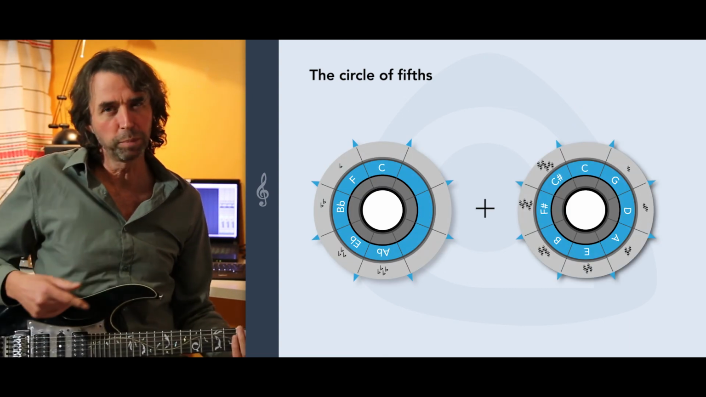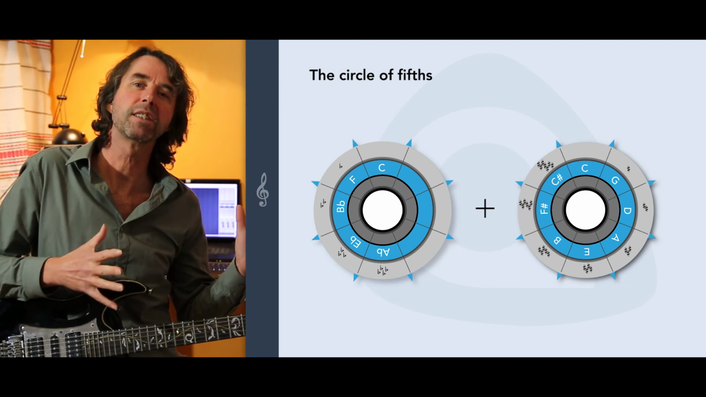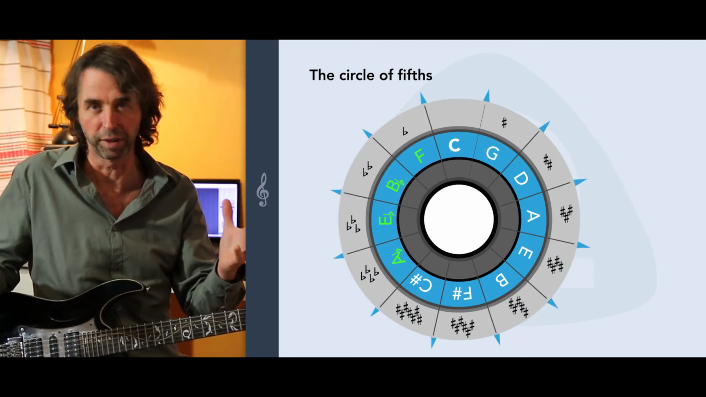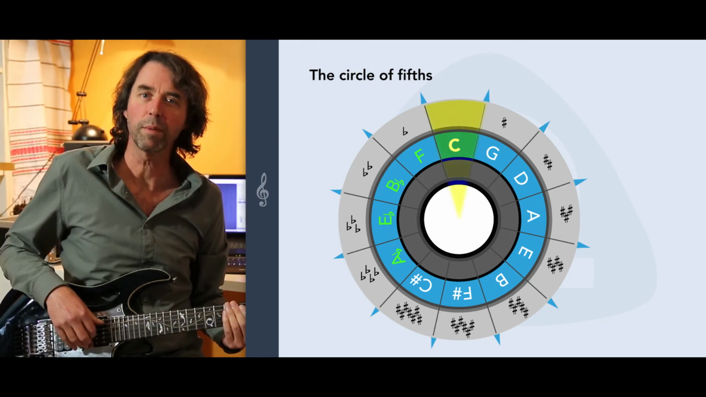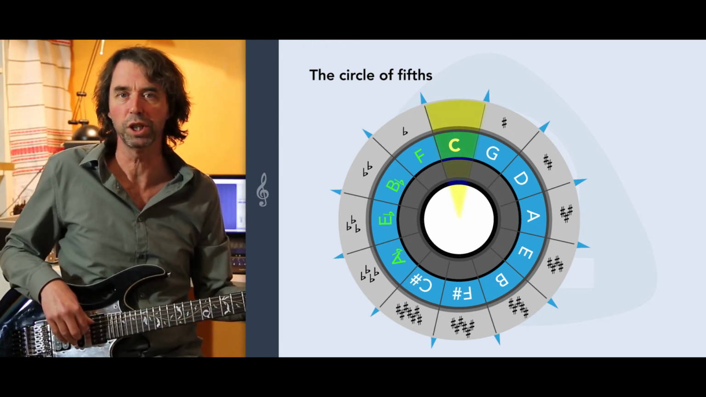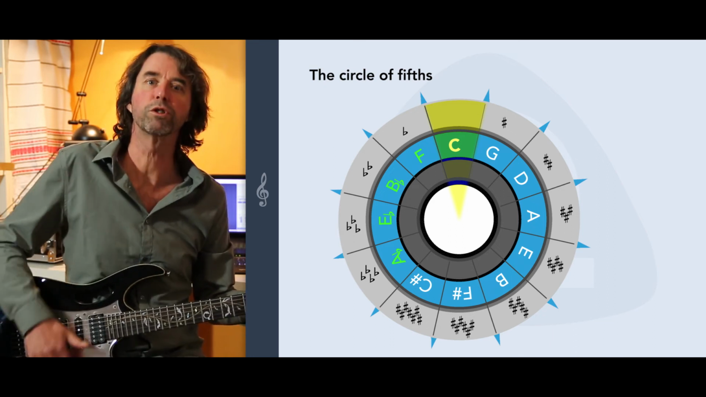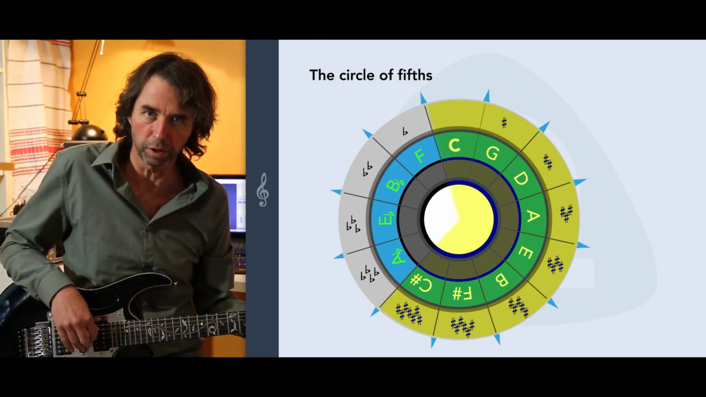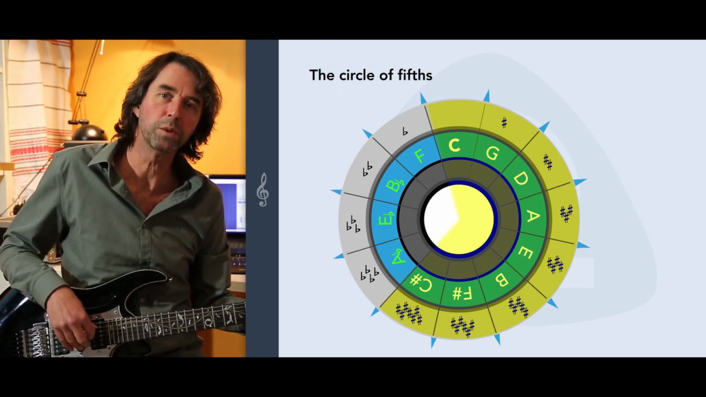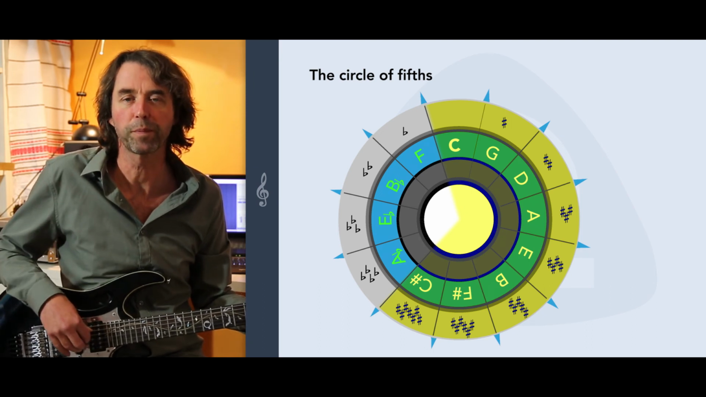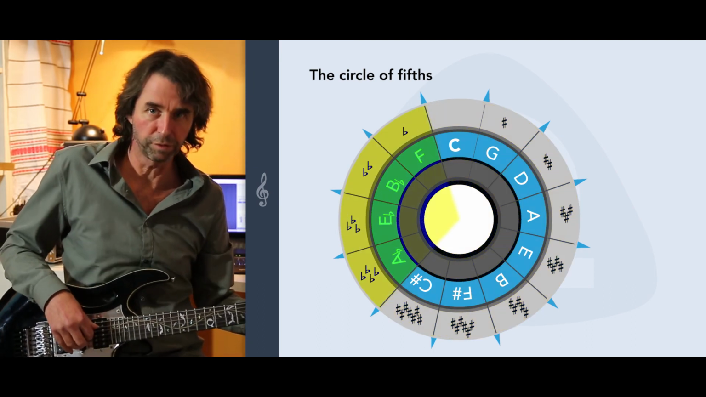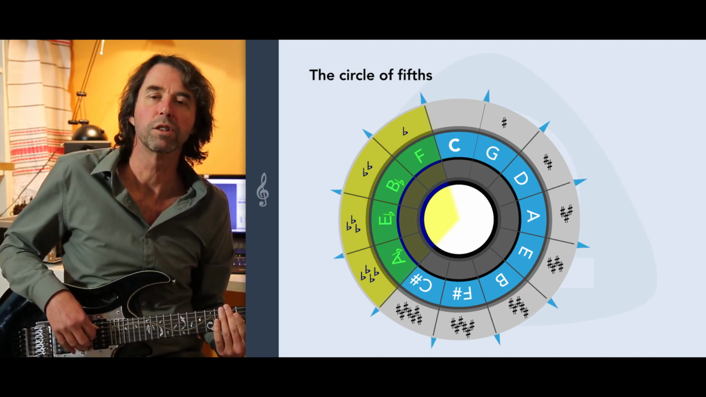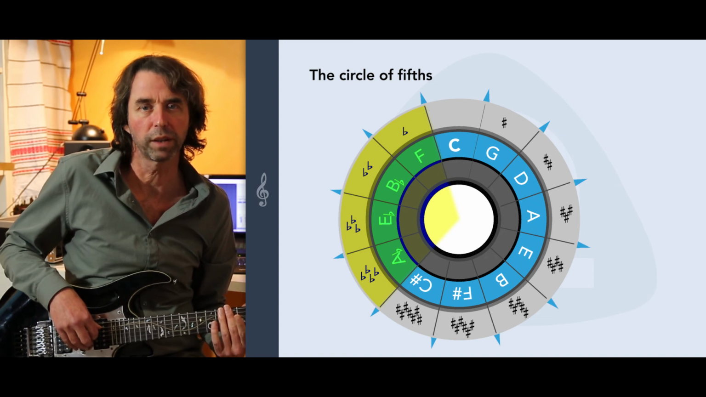So now we're going to put everything together. The keys with flats, the keys with sharps, all in one system, the circle of fifths. On top of the circle of fifths we find the C major scale, the mother of all scales. On the right side we'll find all the keys with sharpened notes. Each fifth up there's a new key with an extra sharp note. On the left side we'll find the keys with flattened notes. Each fourth up there's a new key with an extra flattened note.